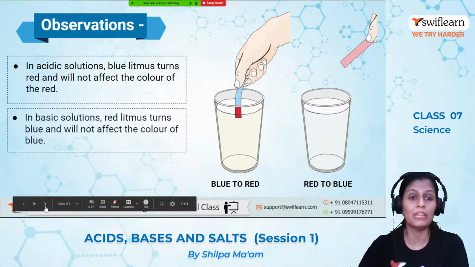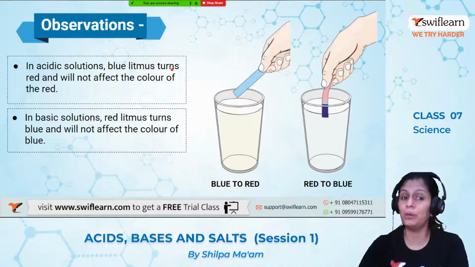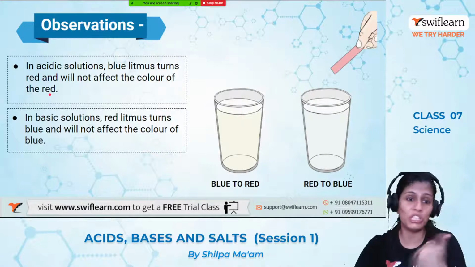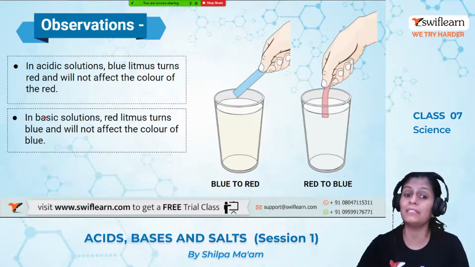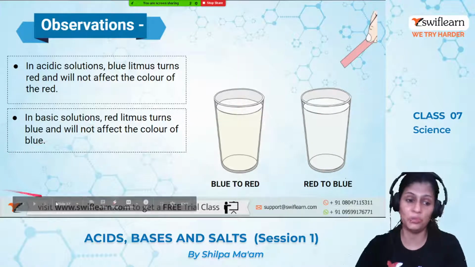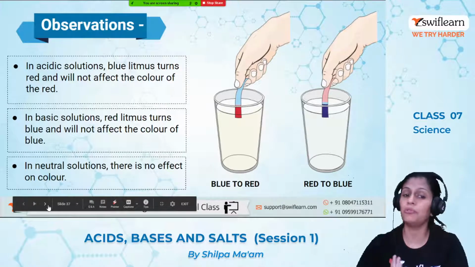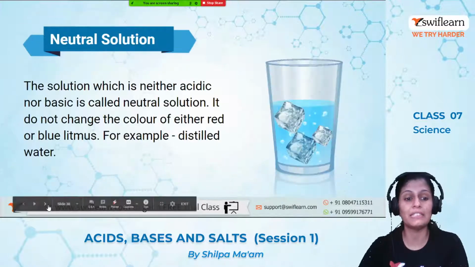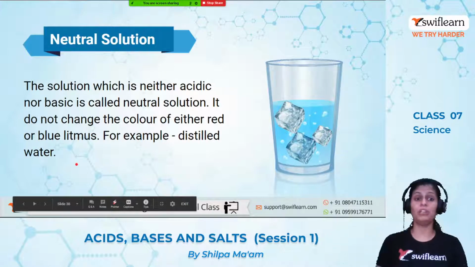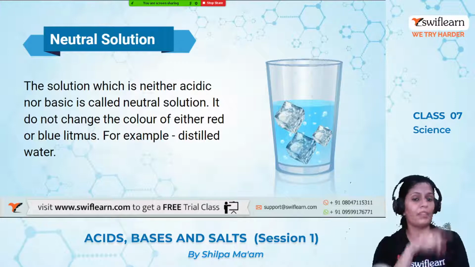Acidic solution में क्या होता है? Blue litmus जो है वो red में हो जाता है, लेकिन अगर आप red ही litmus paper डालोगे तो उसमें कोई change नहीं आएगा acidic solution में. Basic में red litmus paper blue हो जाता है, लेकिन blue पे कोई change नहीं आएगा. And in neutral solution आप दोनों डाल दो, there would not be any change in the color. जिसका जैसा color है वैसा ही होगा. Neutral solution होता क्या है? What is neutral? As the name suggests, it is neither acidic nor basic. Not at all.